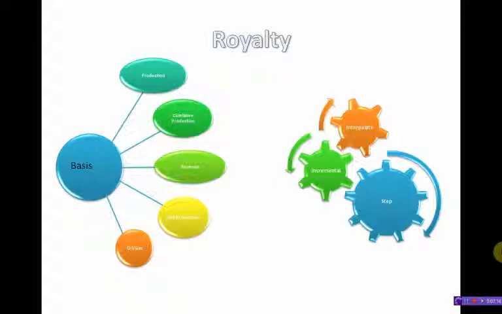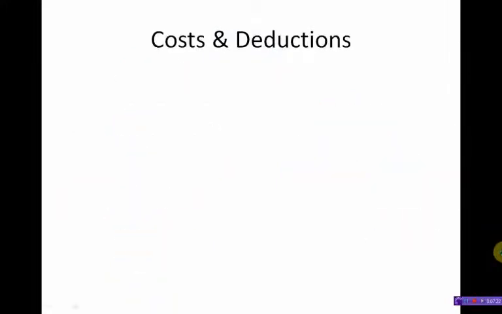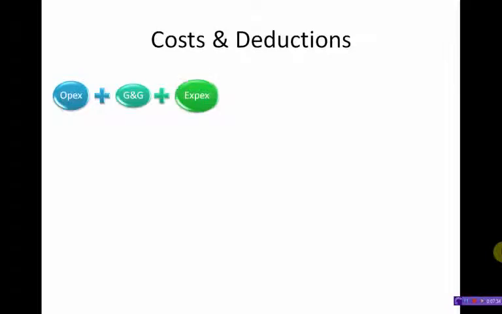Now that we have calculated the royalty, we need to know about our cost and deductions. Cost consists of your OPEX, G&G cost, XPEX, which is exploration cost, DevEx, which is development cost, and there is one more cost which comes at the end of field life, which we call abandonment cost or ABANDEX. And all these constitute our total cost.